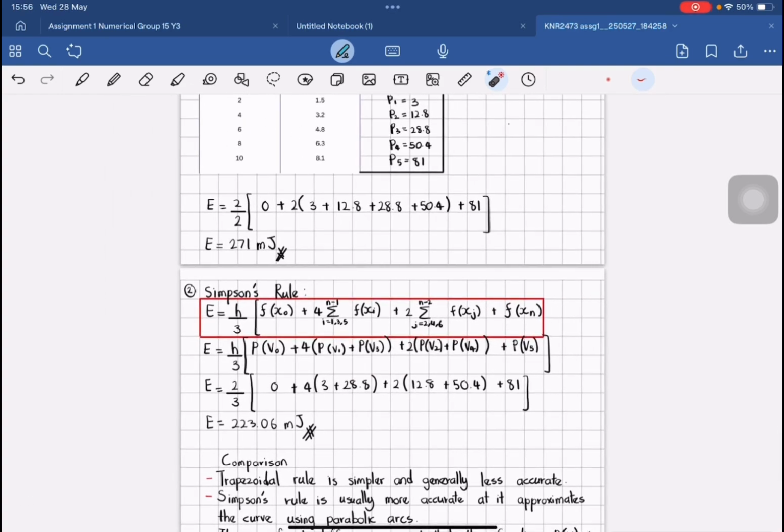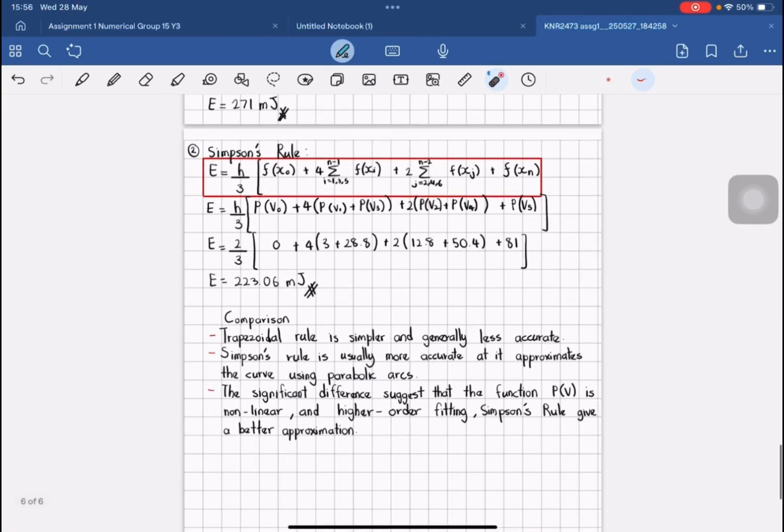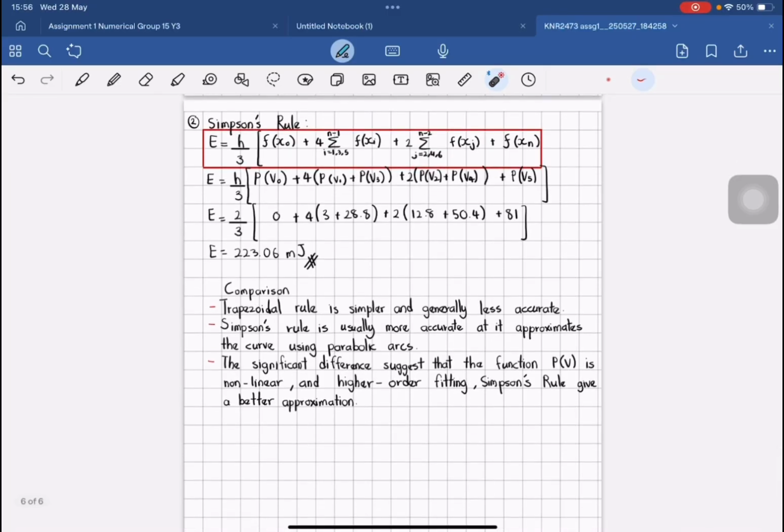For the second method, this is the formula, and for the solution, we got this equation. Substitute the value and we got E equal to 223.06 millijoules. So the comparison for this solution: the trapezoidal rule is simpler and less accurate. Simpson's rule is usually more accurate as it approximates the curve using parabolic arcs, and the significant difference suggests that the function PV is nonlinear and needs higher order fitting. So Simpson's rule gives a better approximation.